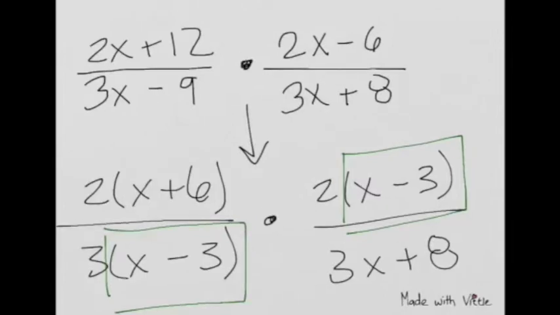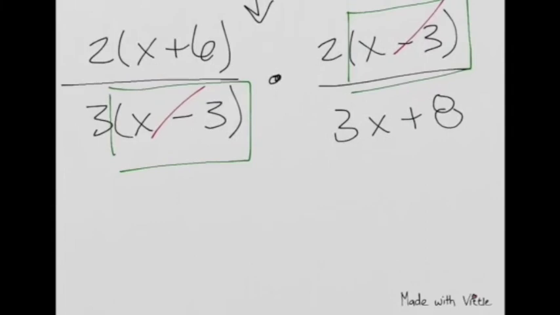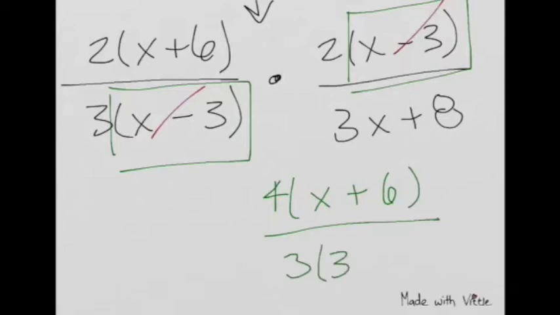So as I made clear, there are like terms in this problem. So we're going to cross out x minus 3 and x minus 3, and that leaves us with our answer, which can be combined and made into 4 times x plus 6 over 3 times 3x plus 8.